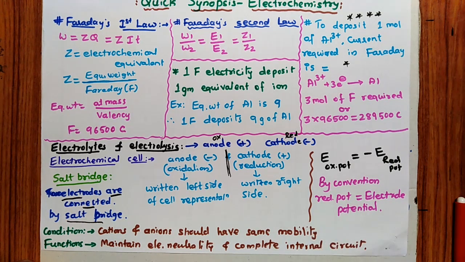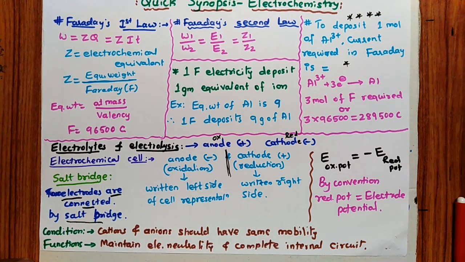So ionic velocity or mobility, what we can call it as, it should be same. That is, both should have the capacity to move at the same speed. Then the function is to maintain electrical neutrality and complete the internal circuit. Remember, it will maintain the electrical neutrality and complete the internal circuit. That is very important in case of electrochemical cell.